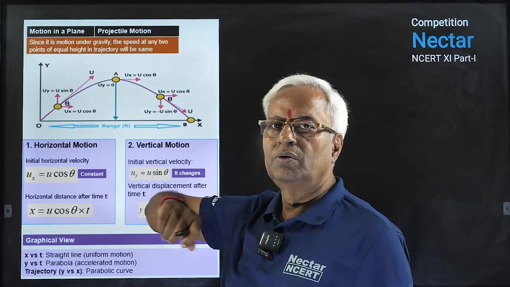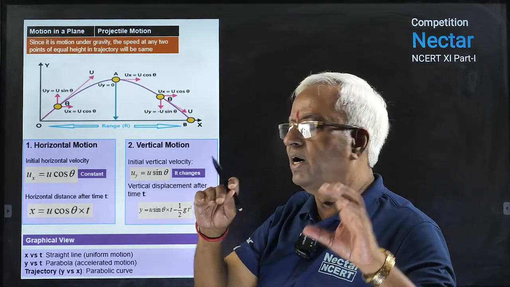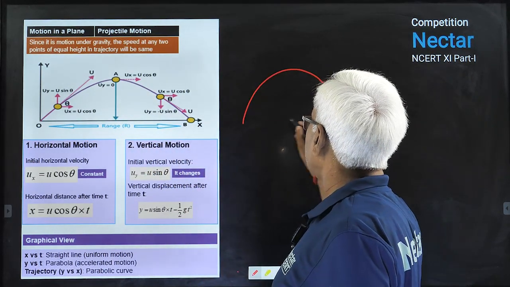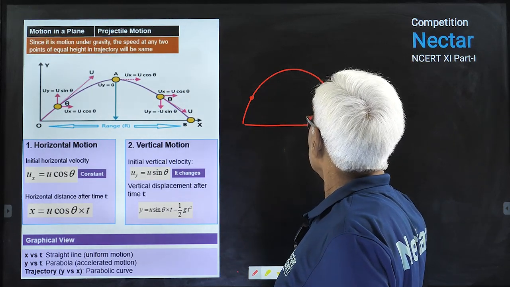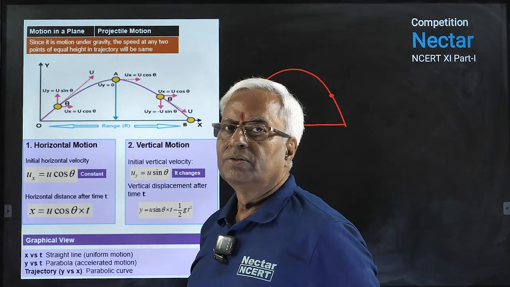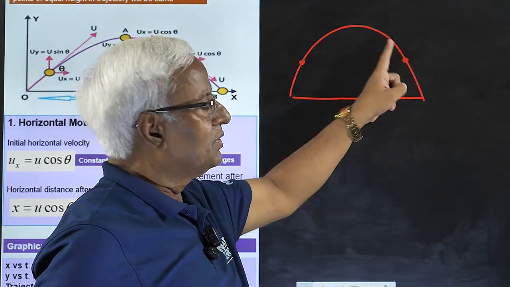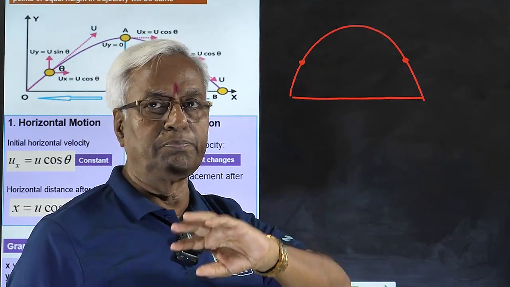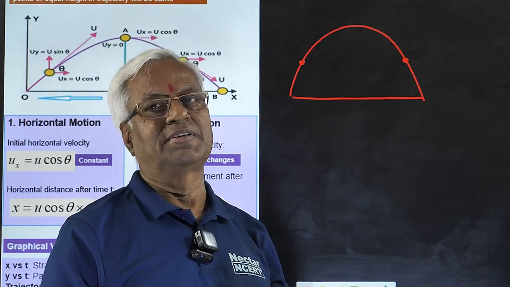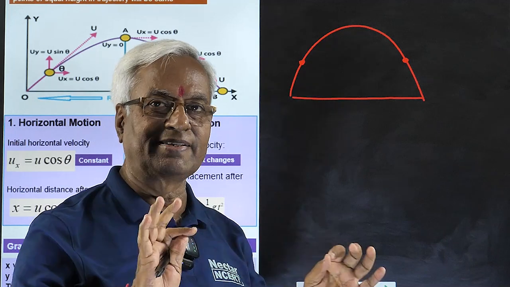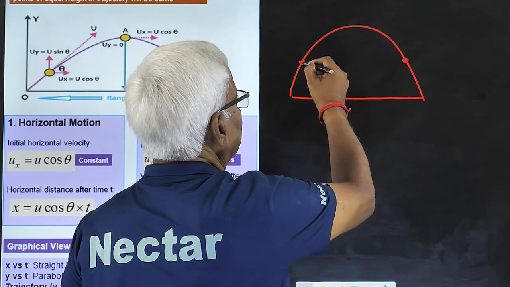Similarly, here also, we'll consider 2 points. These 2 points are not going to be at the same place, but we'll consider them to be at the same height. If you consider 2 points at the same height in projectile motion, speed will be same. Remember, I again emphasize, I underline, speed will be same at these points.